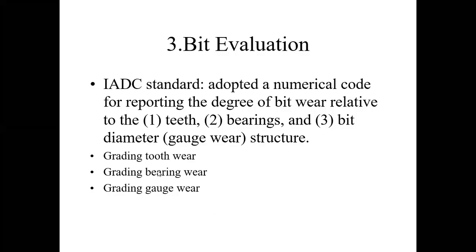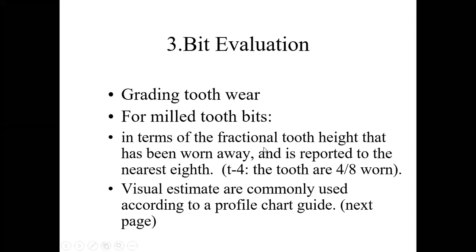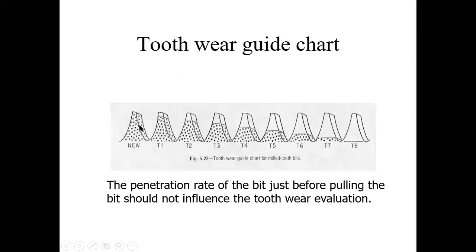Now, as I said, we have to look at the tooth, we have to look at the bearing, and we have to look at the overall gauge, the diameter of it. Let's look first at the teeth. The new one is like this, then after it is used for some time, it changes. Now, when we say T4, T4 means half use. When you evaluate the bit, it says the condition is T6. T6 means it is 6 by 10 used. Only 4 parts are remaining.